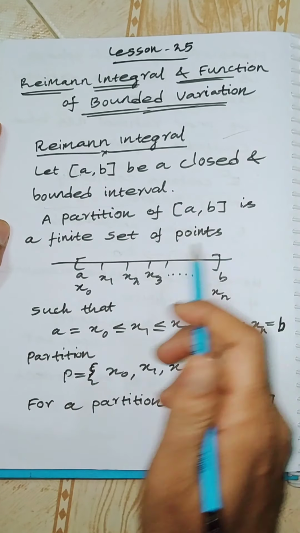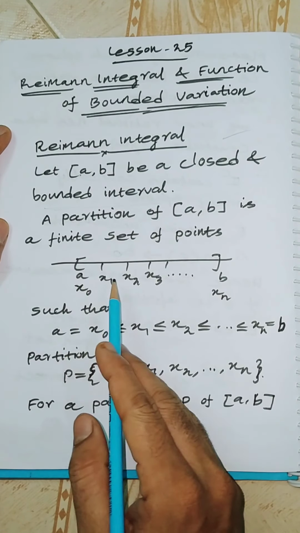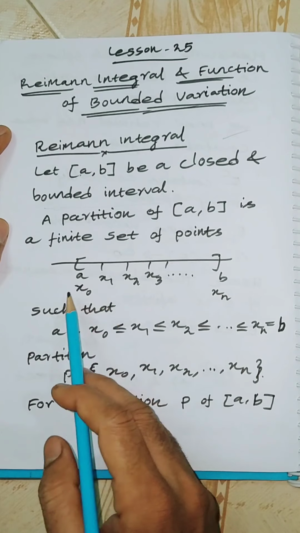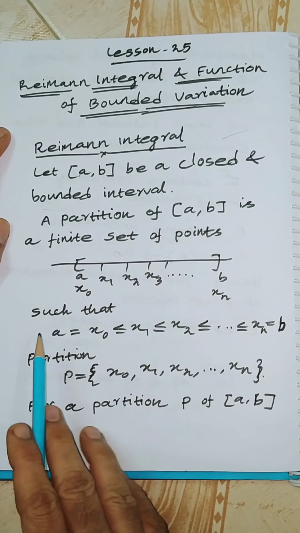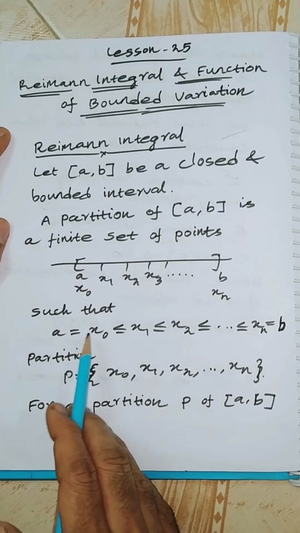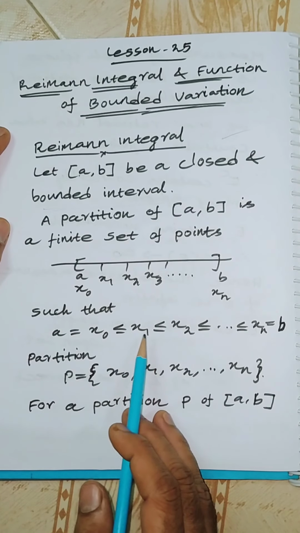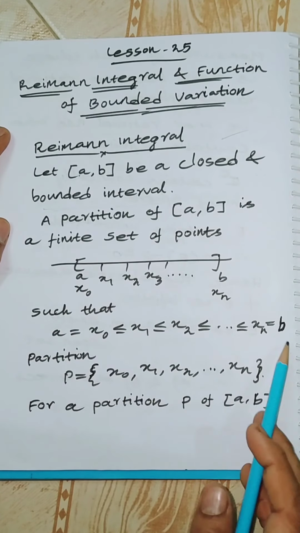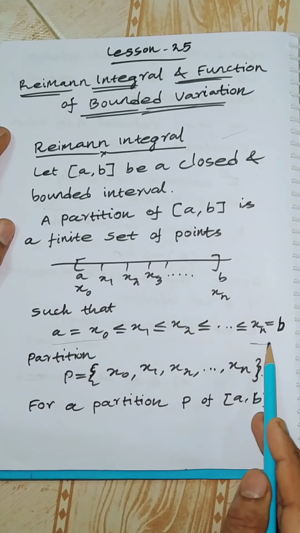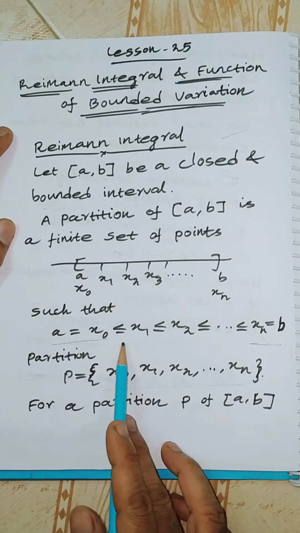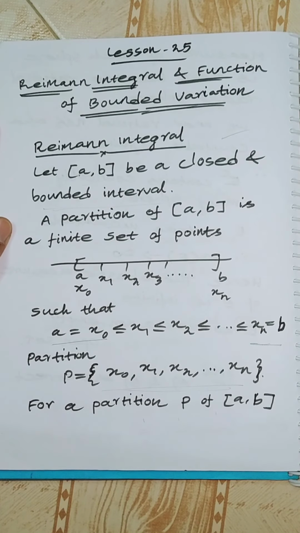A partition is a finite set of points, that is x0, x1, x2 and so on up to xn, such that the initial point is x0 and the last point is xn, in increasing order: x0 less than or equal to x1 less than or equal to x2 and so on up to b. So a equals x0, xn equals b. So this is a given partition P of the closed interval [a, b].